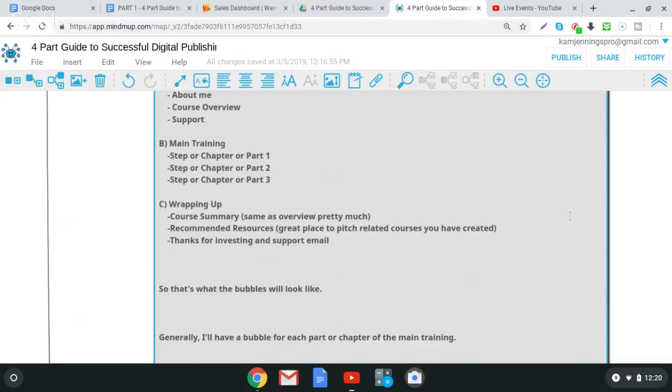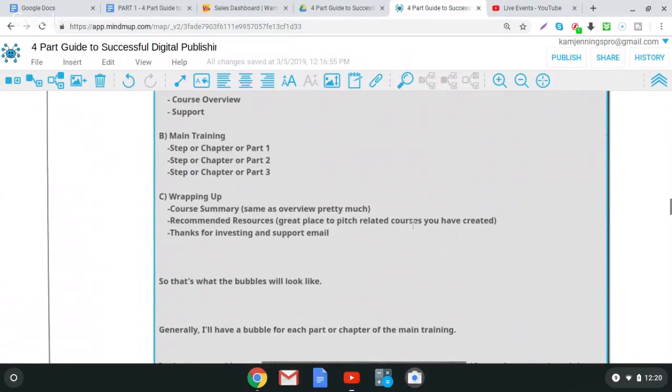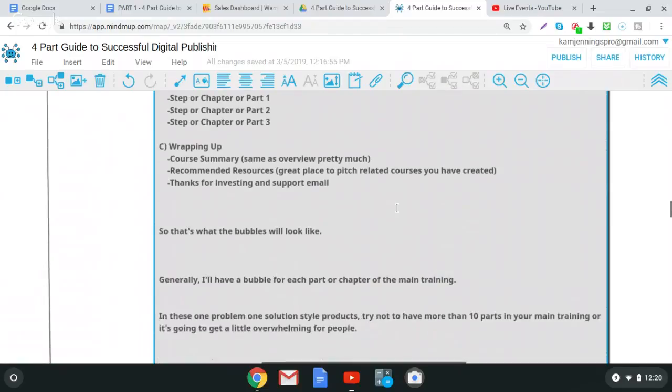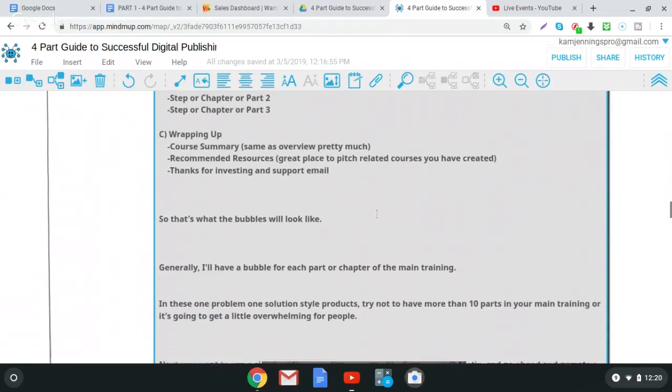And then C, I'm going to have wrapping up, and that's going to include a course summary, which is pretty much the same as your overview. Your recommended resources, that's a great place to pitch related courses you have created. And then a thanks for investing and support email, right? Where you leave your support email, let them know they can contact you if they have any problems. So that's what's in the bubbles, and that's what they're going to look like.